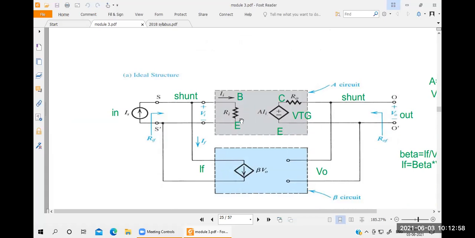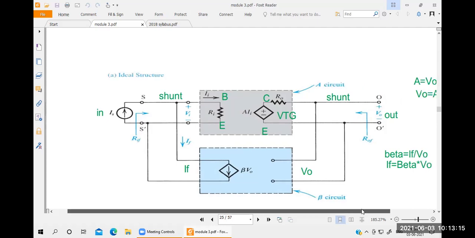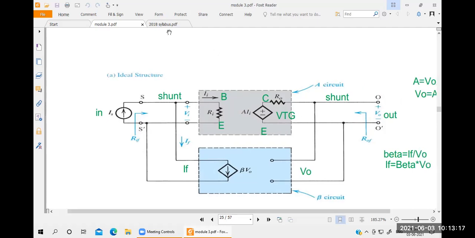Next, you take Ri in between the base and emitter. So connect the feedback here. Input of the feedback is V0. Output of the feedback is current. This output of the feedback is connected where here? To the input of the amplifier. Understood? So all of you write on this diagram here. This is very important. Write down this diagram.